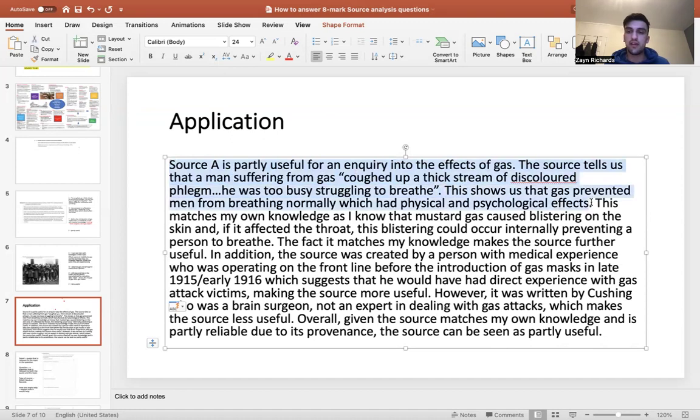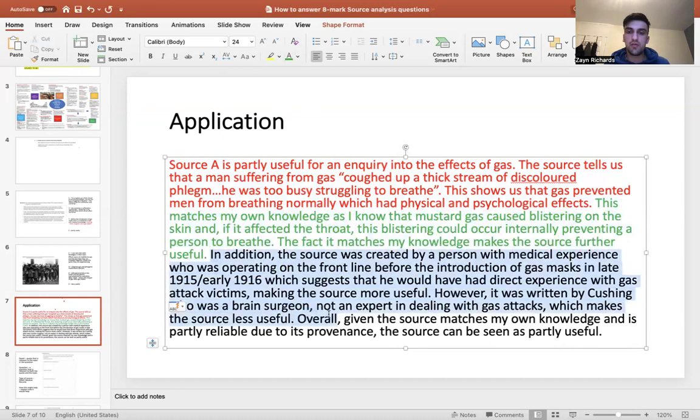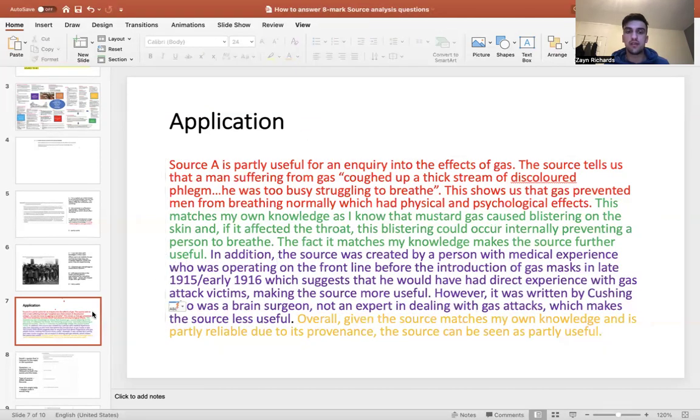So basically, my content is in red. My own knowledge is then in green. My provenance is then in purple. And then at the end, my overall evaluation judgment, where I say how far, is in yellow. Okay, so now let me do the other one.